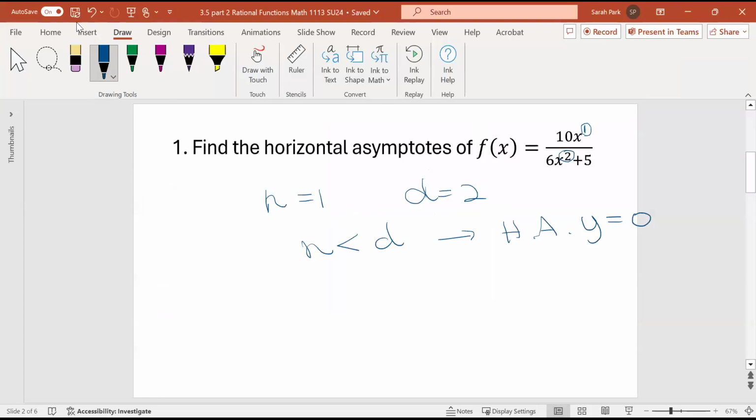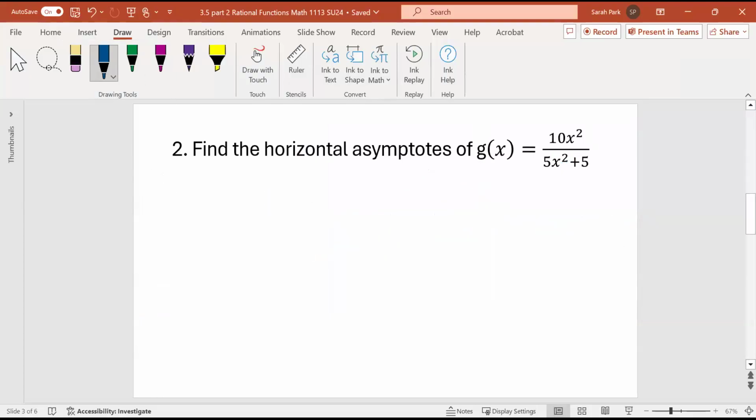Okay, let's look at number 2. Find the horizontal asymptote of g of x, 10x squared over 5x squared plus 5. Now the degree of the numerator, the biggest exponent, is 2. The degree of the denominator is 2. So in this case, they're equal. The degree of the numerator is equal to the degree of the denominator.